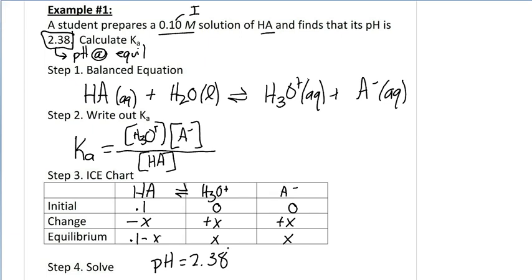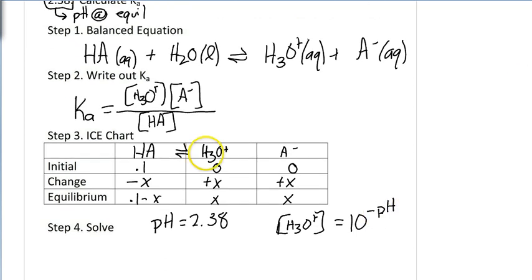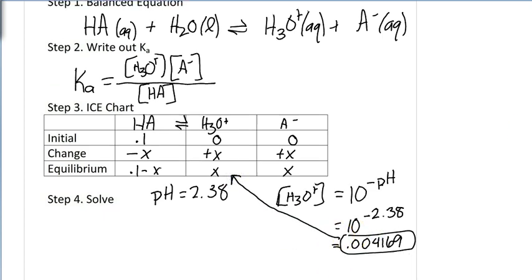Oh, look at this. We know that the concentration of H3O plus is 10 to the negative pH. So we can use that to find the concentration of H3O plus at equilibrium. So if we do 10 to the negative 2.38, hey guys, this is where you bust out your calculators and try it on your own. Make sure that when you type that in, you get 0.004169. That would be your concentration of H3O plus at equilibrium. So wait a second, that's what x is.